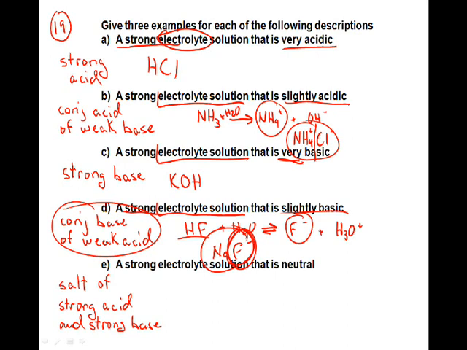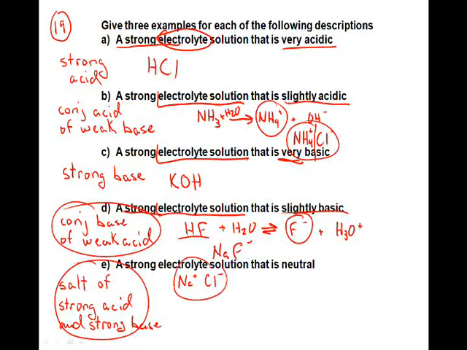And we'll look more at that as the chapter progresses and as we move on into other chapters. A strong electrolyte solution that is neutral, well, this is going to be the salt of a strong acid and a strong base. In other words, something like sodium that comes from a strong base, and chloride that comes from a strong acid. That's going to be a strong electrolyte solution that has no acidic or basic properties, so it's going to have a pH of 7.